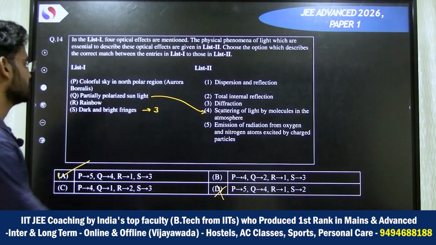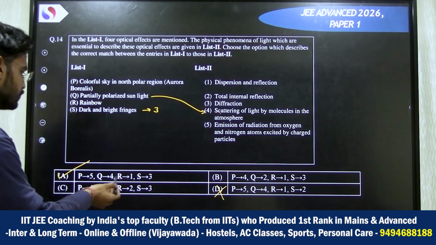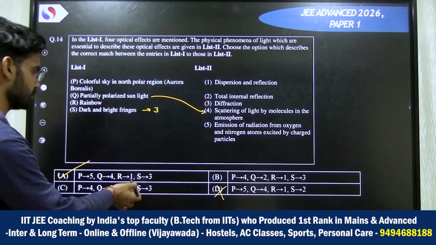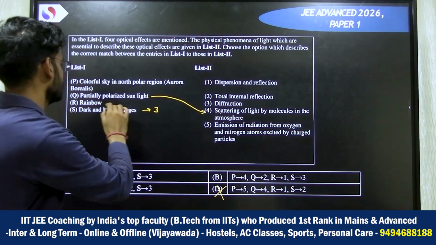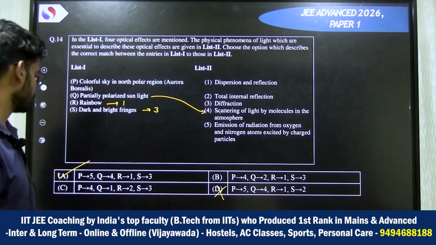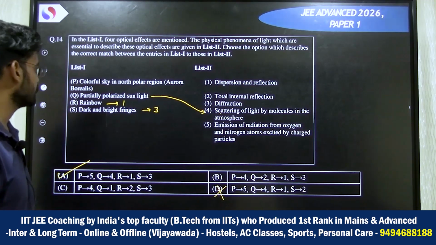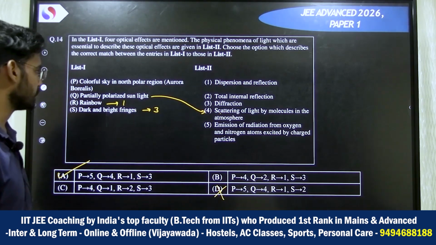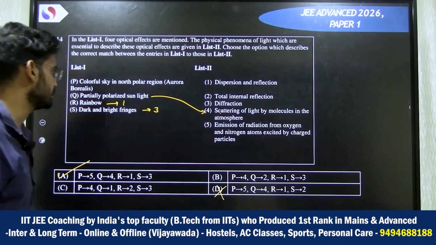Okay, and as I was saying, if Q matches with 4, then R will match with 1, and that's what I was saying, that R is 1. And the P option, that is matching with 5, you can say directly also, or if you want to know how it happens, let me explain.